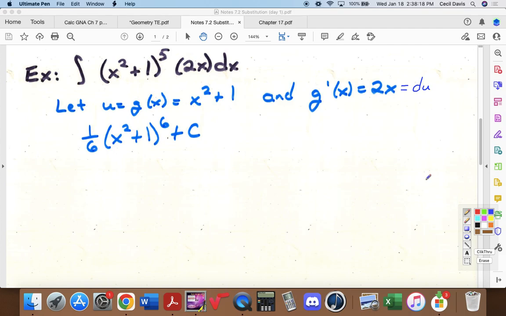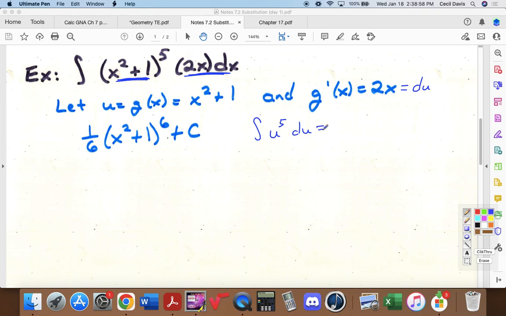and then g prime, this is du. Right? That's the derivative of u. It's just 2x. So what I have, and I probably should have written this before I wrote that out, is the integral of u to the 5th du. Right? When I replace this with u, and this is du, right? So now I just have the integral of u to the 5th. It's a lot easier to look at than this is.